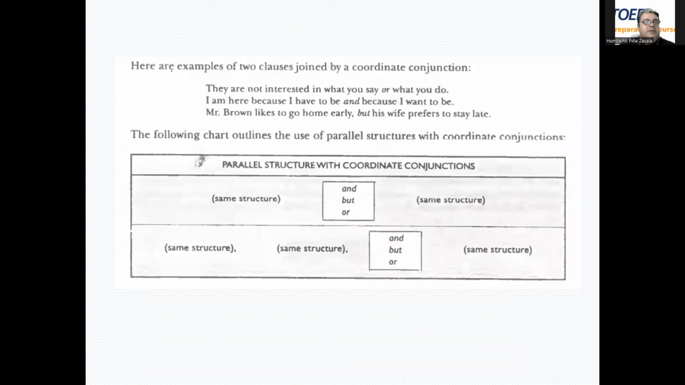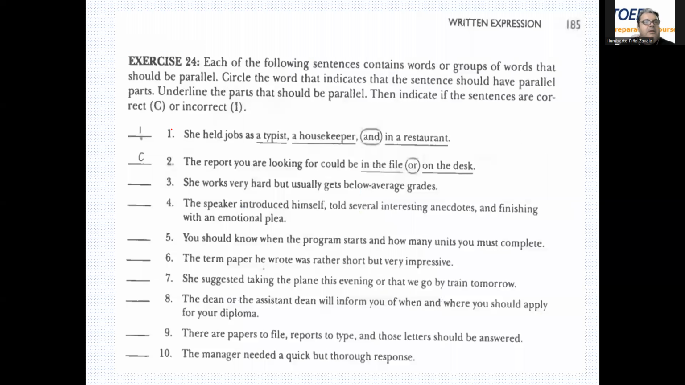All right, so here are examples of two clauses joined by a coordinate conjunction. The following chart outlines the use of parallel structures with coordinate conjunctions. We got the same structure on both sides of the coordinate conjunction: same structure, coordinate conjunction, and then same structure again.